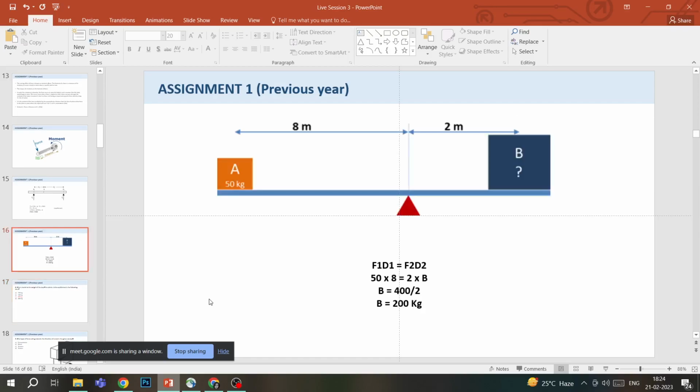So if this box is 200 kgs, this system would be in static equilibrium. If it was more than 200 kgs, it would fall down in the direction of B. If it was less than 200 kgs, it would fall down in the direction of A. So to achieve equilibrium, it has to be 200 kgs.